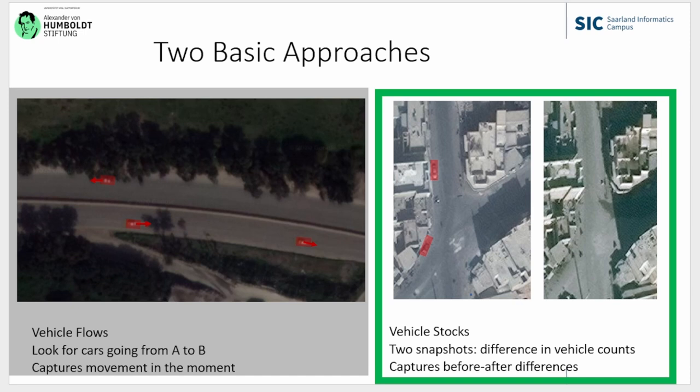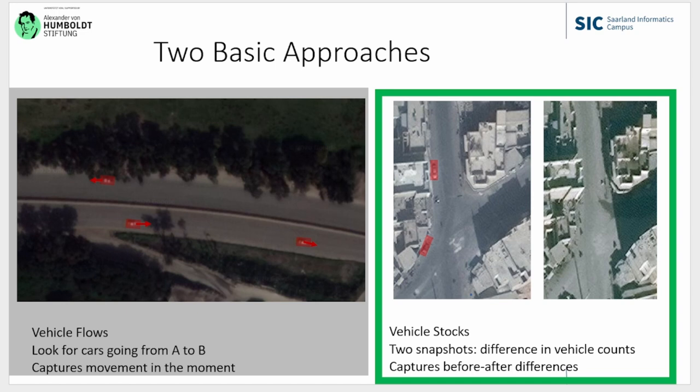And the other approach is more about stocks. We have before and after images and you see that cars have disappeared. So far, we are mostly focusing on the second one, mostly related to data availability. To be able to do the first, you need very highly updated imagery. And so initially, we went with the second approach.